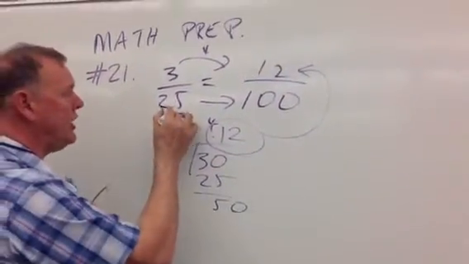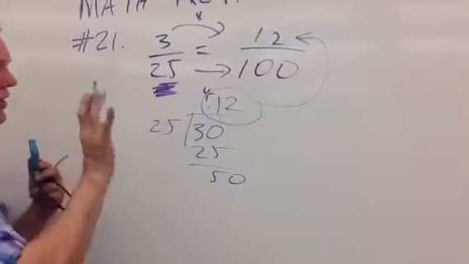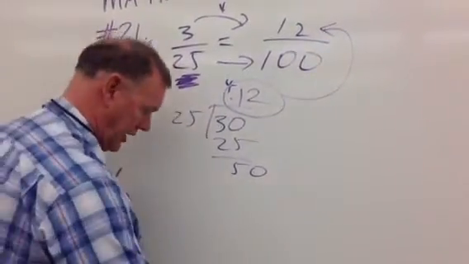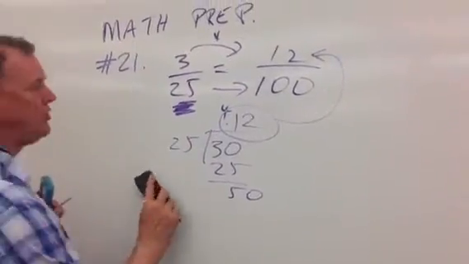So if you can see clearly that it'll go into 100, do it. If you're not sure, you divide the second number into the top number. So that's number 21.